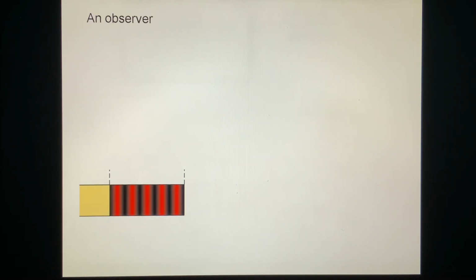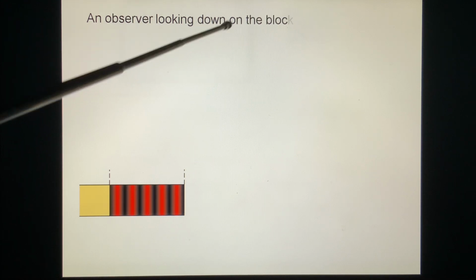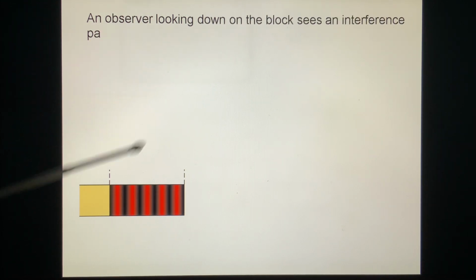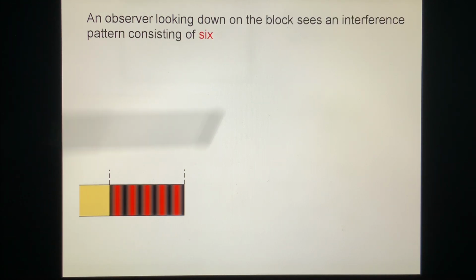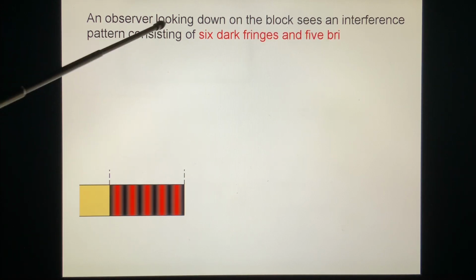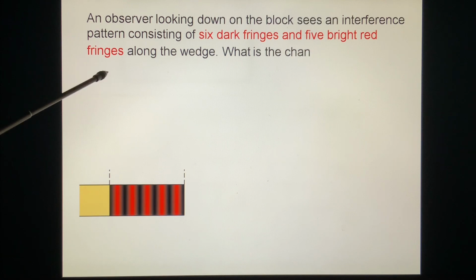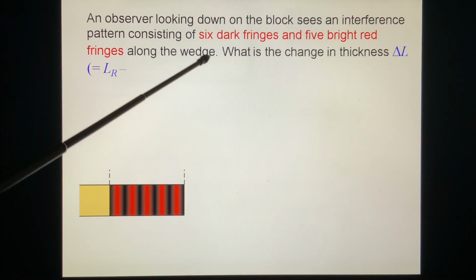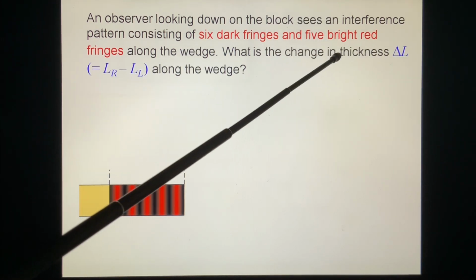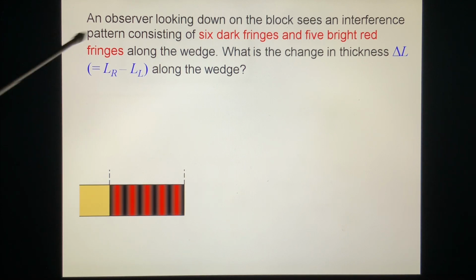An observer looking down on the block sees an interference pattern consisting of 6 dark fringes and 5 bright red fringes along the wedge. What is the change of thickness delta L along the wedge? Now we see 1, 2, 3, 4, 5, 6 dark fringes, and 1, 2, 3, 4, 5 red fringe maxima.